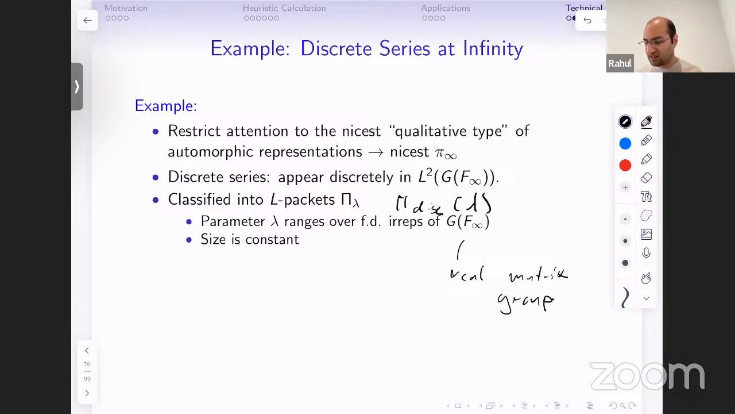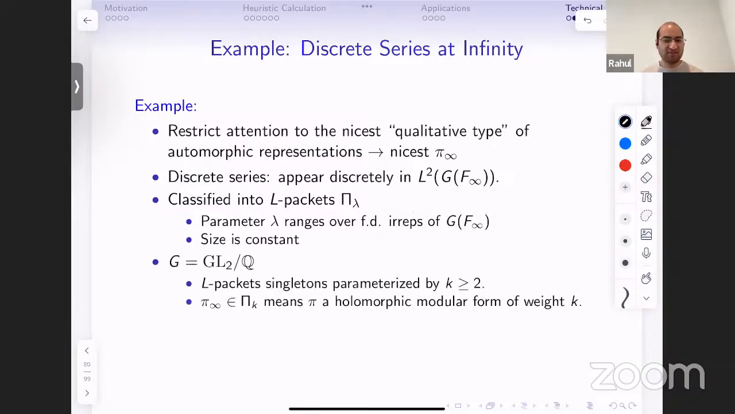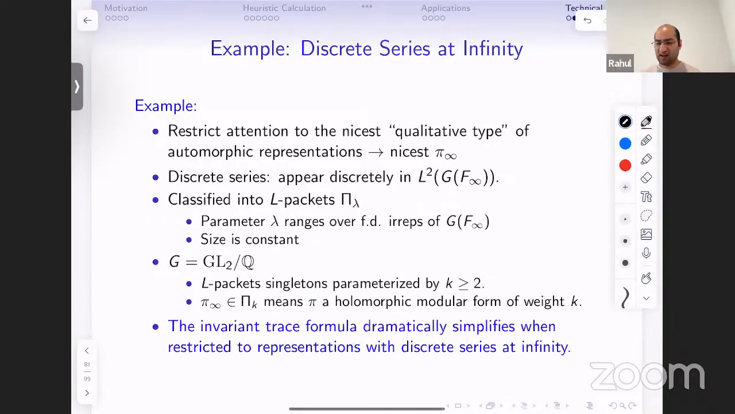This is just a real matrix group, and it has finite dimensional representations the way you learn in Lie theory. Just as an example, for G equals GL2 over Q, the L-packets are singletons parameterized by a number k greater than or equal to 2, with pi infinity being the sole element of the packet pi k. It means that it's the weight k discrete series, so pi corresponds to holomorphic modular forms of weight k. So the point is, when you restrict to representations with discrete series at infinity, the invariant trace formula simplifies very dramatically.